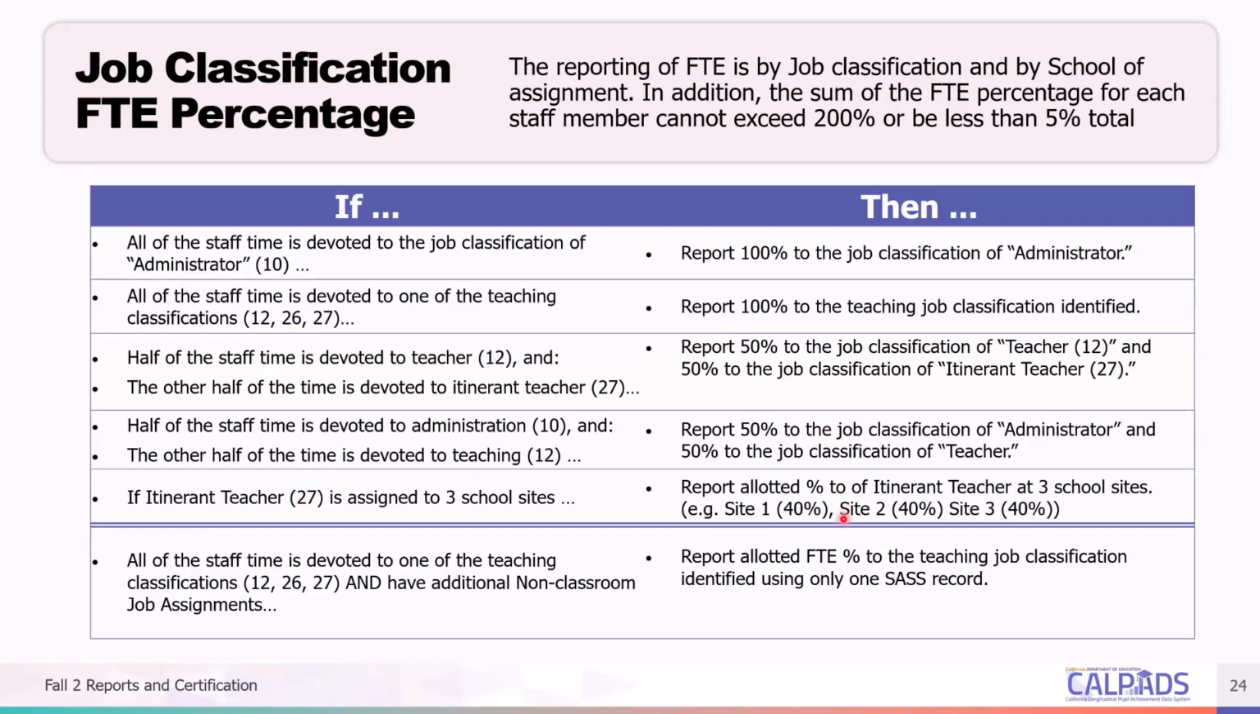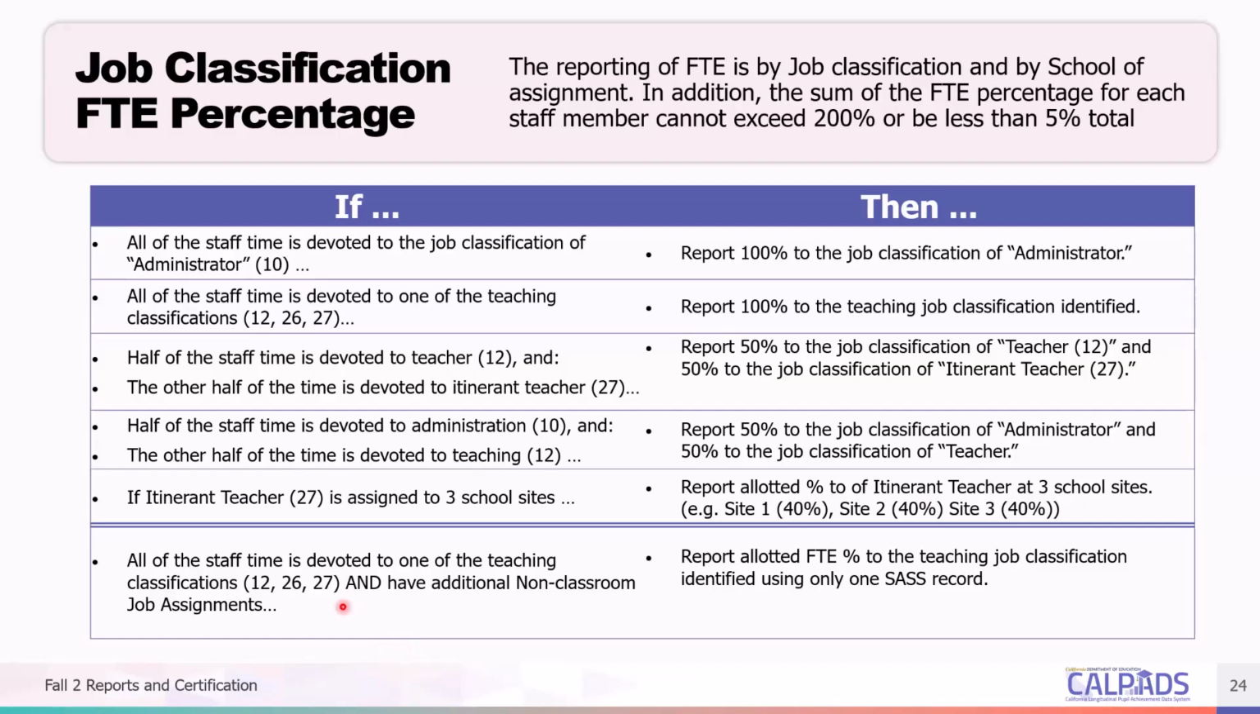So you have 40% at one school site, 40% at another school site, and 40% at the third site, if that's basically the time spent on each school site. How will this look here in your staff assignments? Basically, this would be three staff assignment records of 27, each assigned to the school of attendance identified. And then, of course, the FTE would be 40, 40, 40 each.